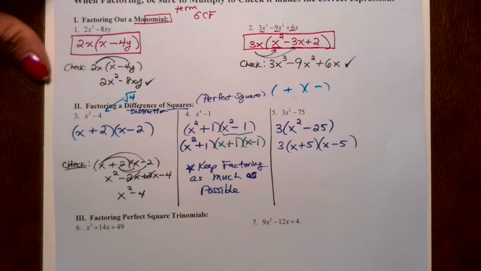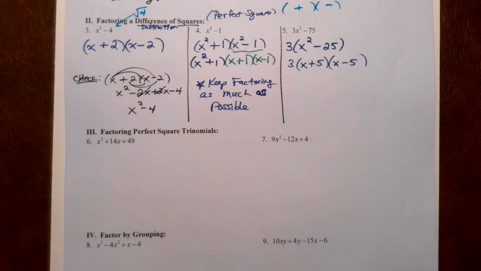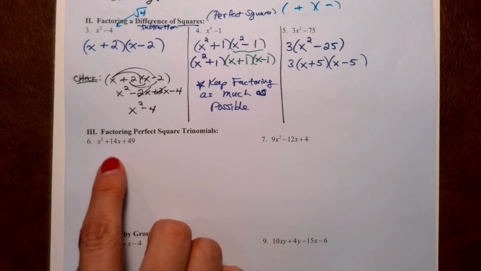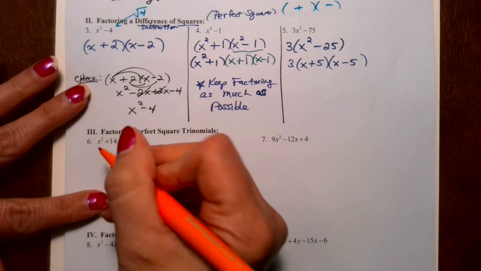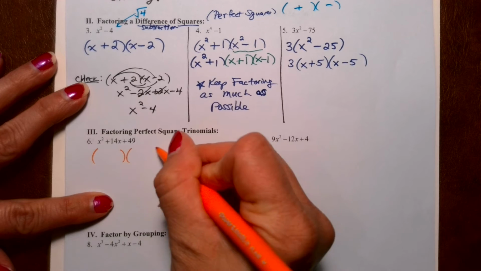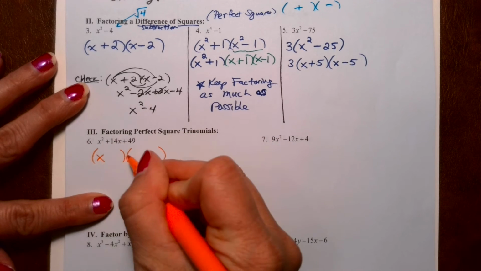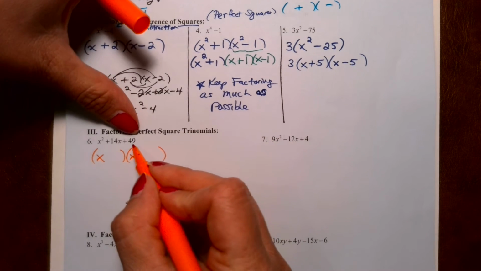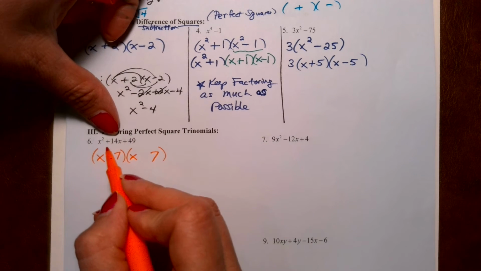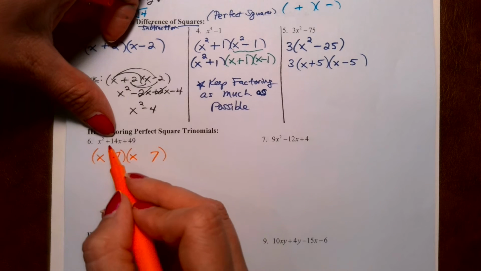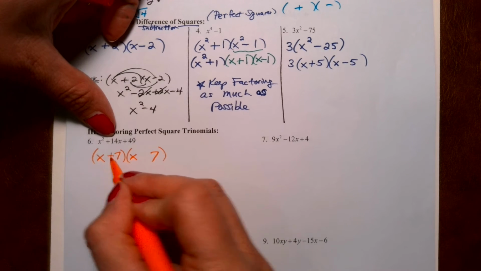Factoring perfect square trinomials. How do you factor those? Remember, perfect square trinomials are trinomials that came from the same binomial 2 times. The trick to doing these, they're going to look a little bit like this. X squared is x and x, and then 49 is 7 times 7. Now this is a plus 14. Since that's a plus, we're going to put a plus and a plus.